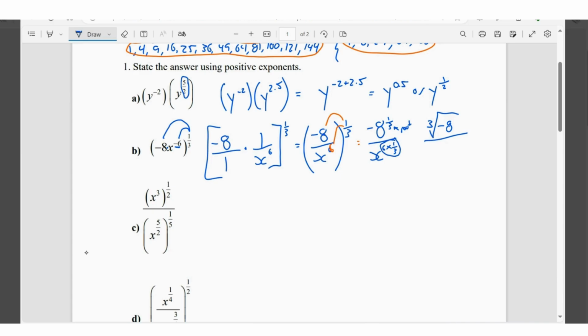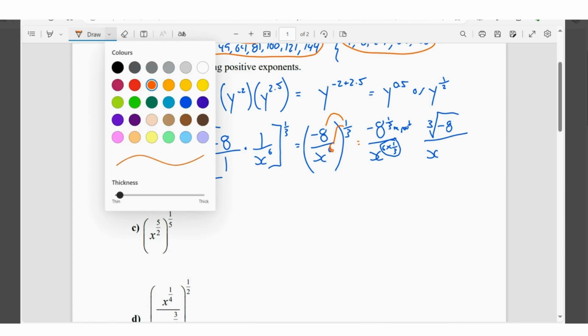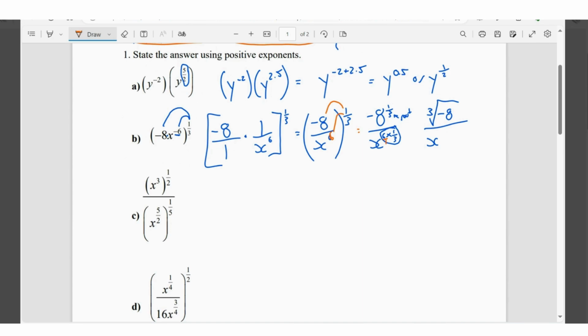So 6 times 1/3. You can multiply the tops. Remember, this is like a 6 over 1. We can multiply the tops. 6 times 1 is 6, over 1 times 3 is 3. And our last step, the cubed root of -8, what times itself 3 times gives us -8? That'd be a -2 over x. 6 divided by 3 is 2. So there's our final answer for that one.